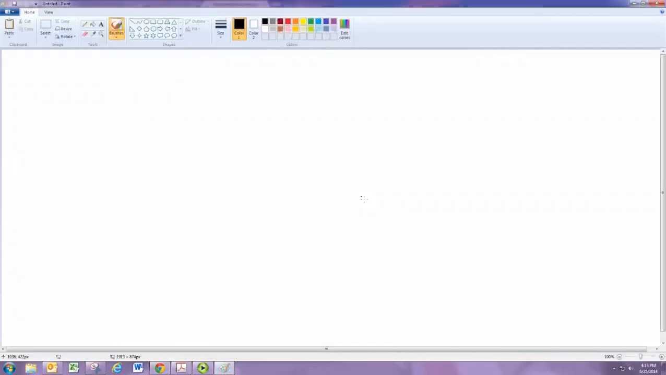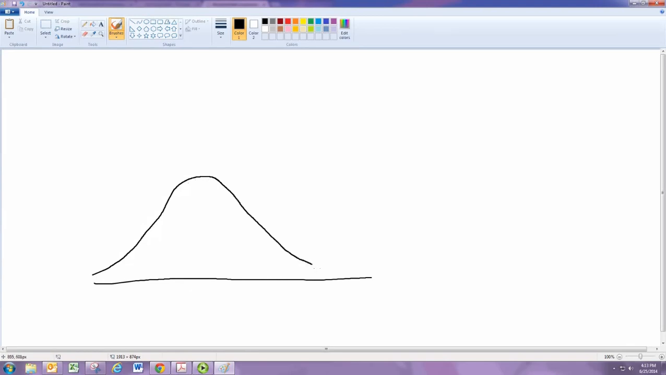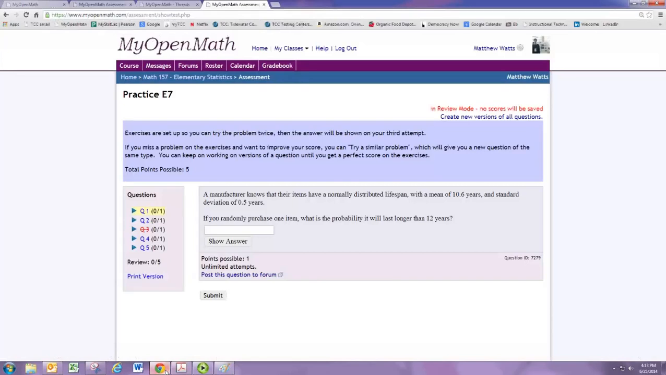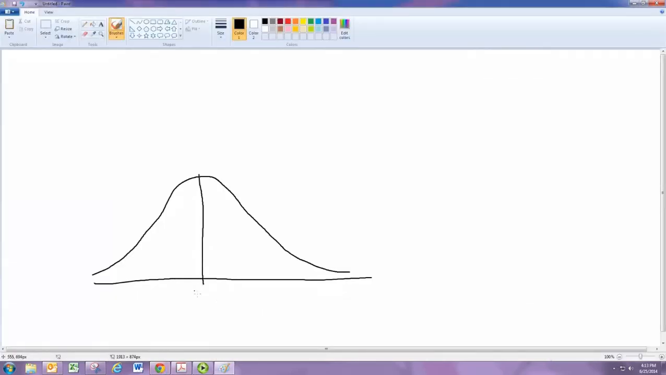Let's go ahead and draw a normal curve. We don't want to be real fancy, it's something that looks like a normal curve. That's good enough. And then we don't want to label it like we do with the empirical rule. We just want to put one line down the middle and then label the mean. So the mean was 10.6. Remember that this horizontal axis is the x-axis for your random variable. Going to the right is greater than, going to the left is less than.